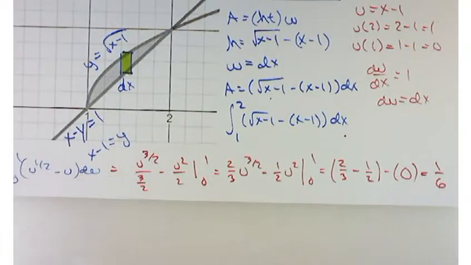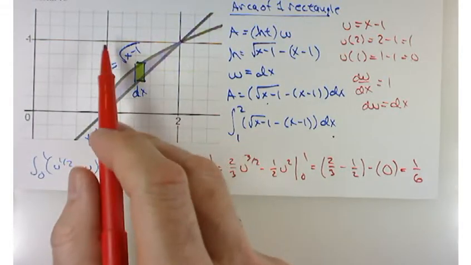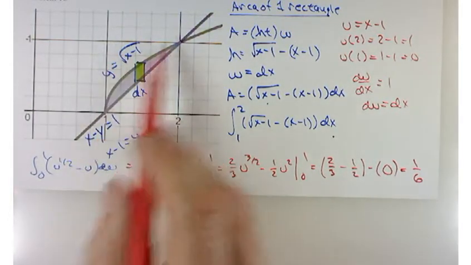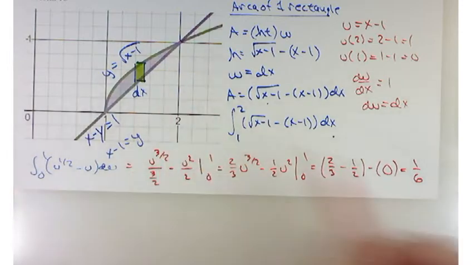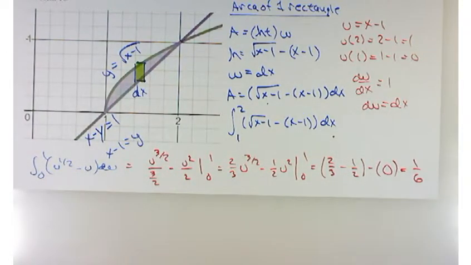So not surprising there. You expected something kind of small, right? I mean, the area of this little square here, 1 by 1, is 1. You should expect something less than 1, and we got it. Whew. Okay, how are we looking on that one?